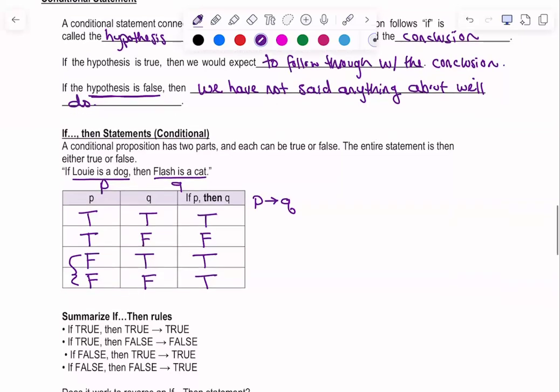What I'm getting at here is when your hypothesis is false, no matter what, your whole if-then statement will be true. But if your hypothesis is true, then the truth value of the statement is dependent on your conclusion's truth value. Again, this piece is always a little strange, so please reach out if you have questions.